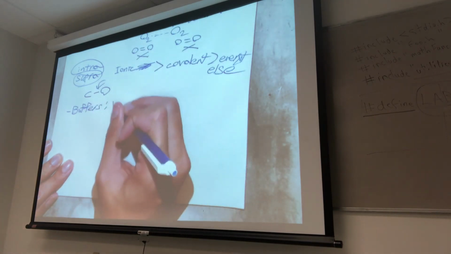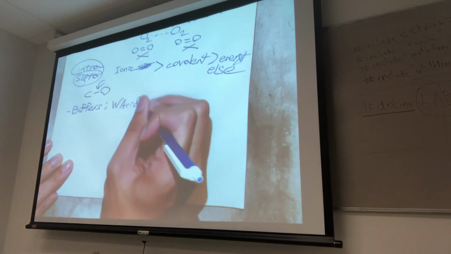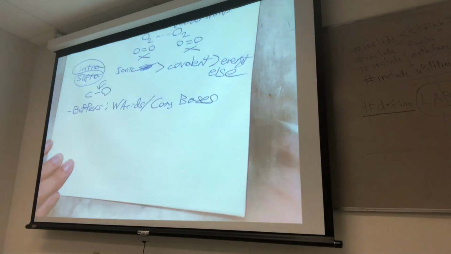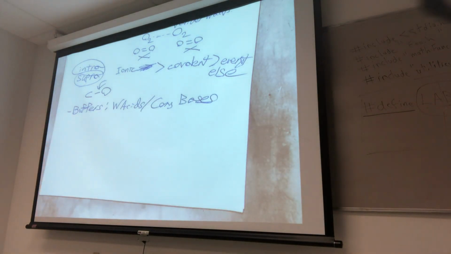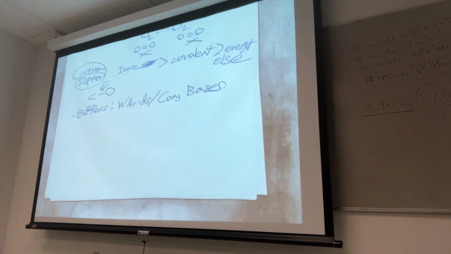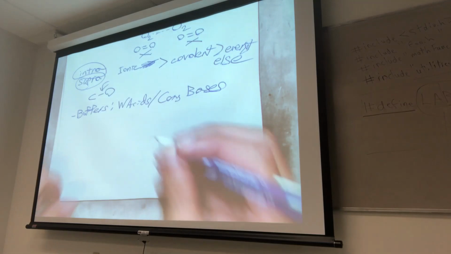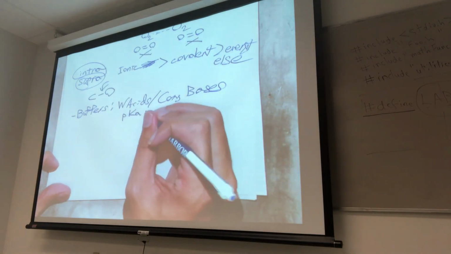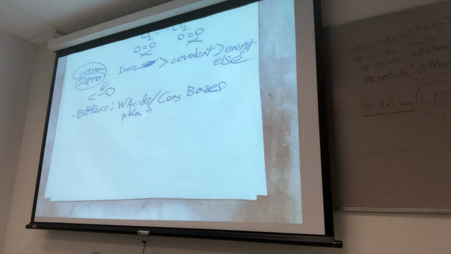Buffers are made of weak acids and their conjugate bases. Good. So because they're made of weak acids, different buffers are going to have different pKa's associated with them, right? Each one will have a different pKa.